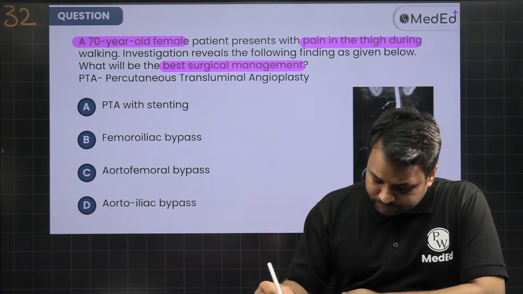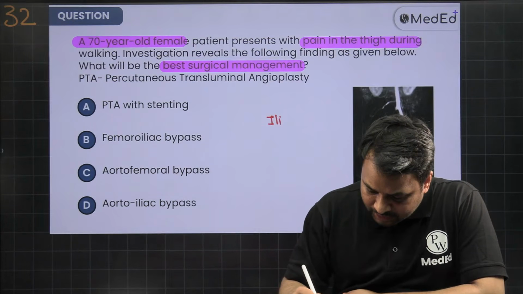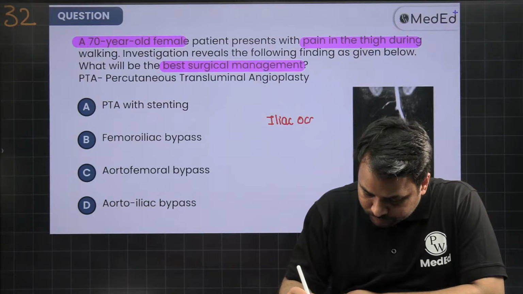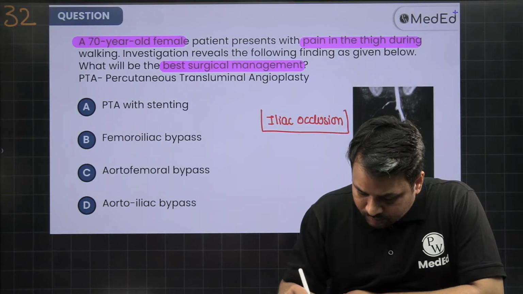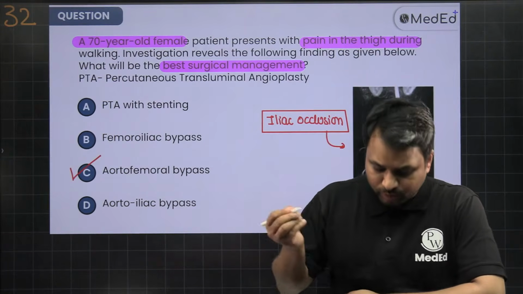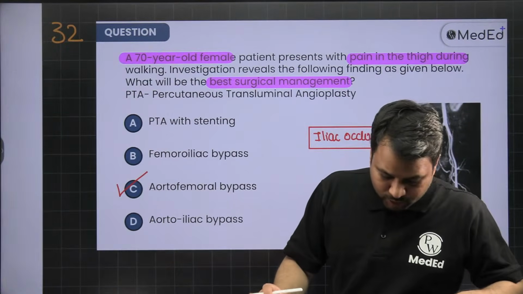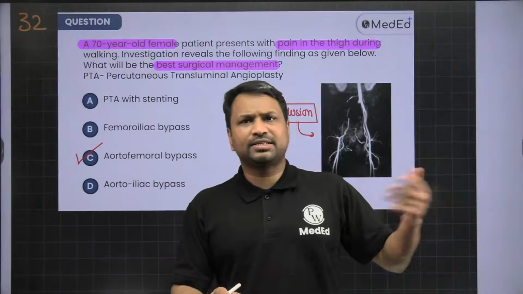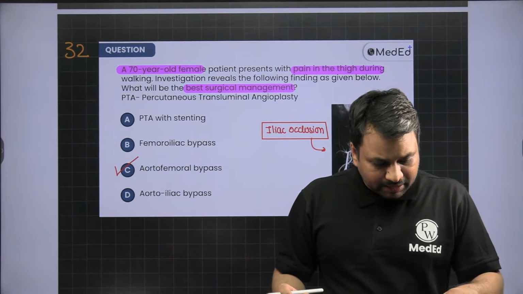So here the diagnosis is an iliac occlusion. This is your iliac occlusion, so aortofemoral bypass. The answer here for 32 is an aortofemoral bypass. We've already discussed it in the previous question also.